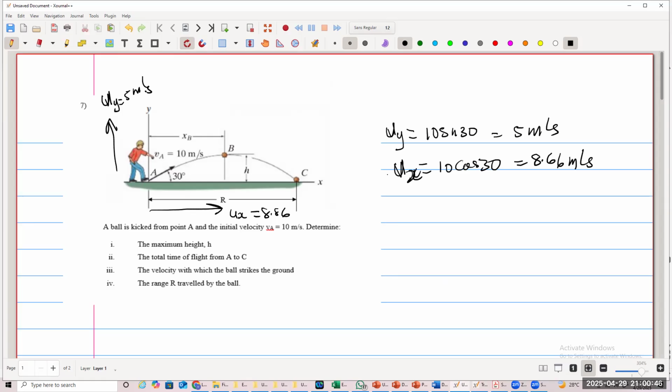Can you tell me how do we find the maximum height now? Somebody tell me how to find the maximum height quickly. What formula can you use to find the maximum? What do we know? We know that your initial velocity Vy is equal to 5 meters per second. What do we know about at maximum height? Your Vy is equal to what? What is Vy at maximum height? It is equal to 0. Good. So we know those.